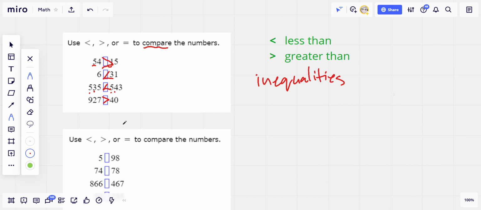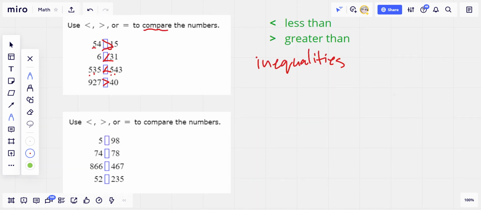All right, let's try one more set here just for practice. So we've got 5 and 98. Well, 5 has only 1 digit, 98 has 2, so 5 is less than. 74 and 78, they have the same number of digits. They both start with 7s, but this one has a 4 in the ones place, and this one has an 8. So 74 is less than 78.